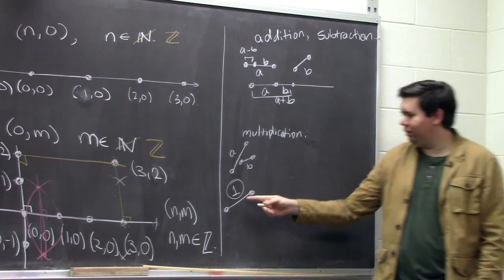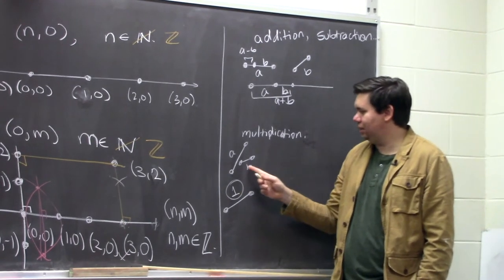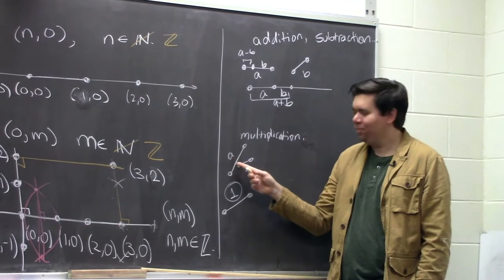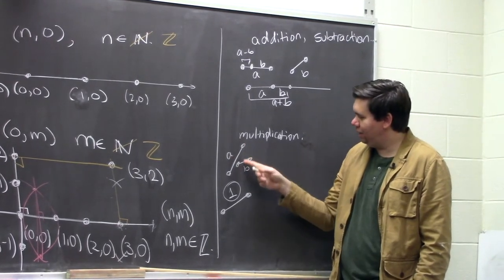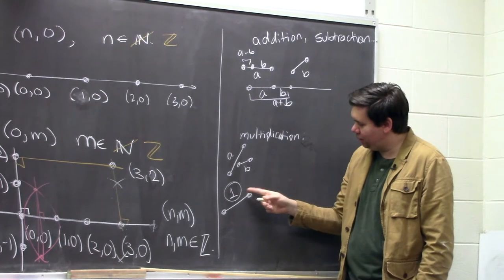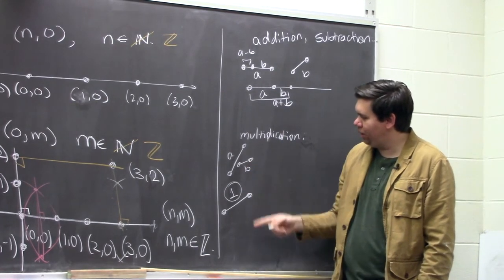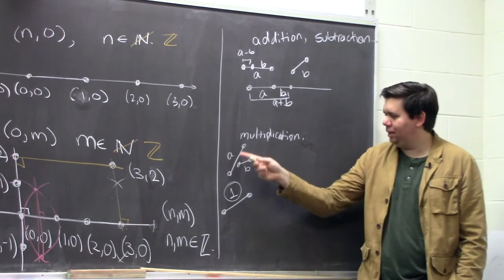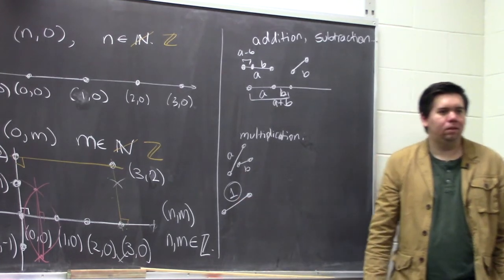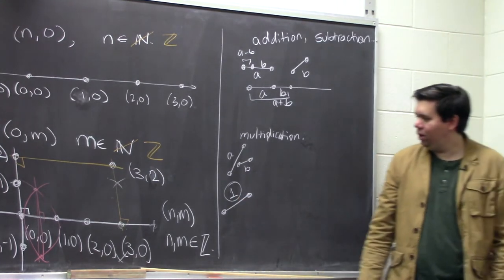Yeah, that's really important, right? Because we need to know if B is expanding A or shrinking A. If B is smaller than the unit, A times B should be getting smaller. If B is bigger than the unit, A times B should be getting bigger. So this is only going to make sense if we have a unit defined. Okay, so how can we do this?